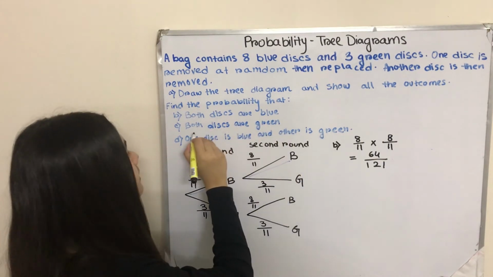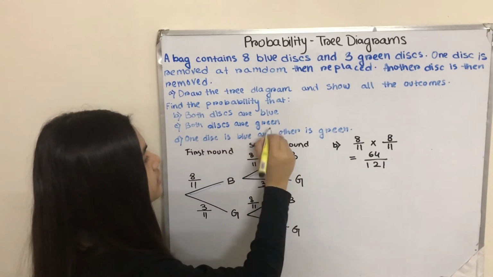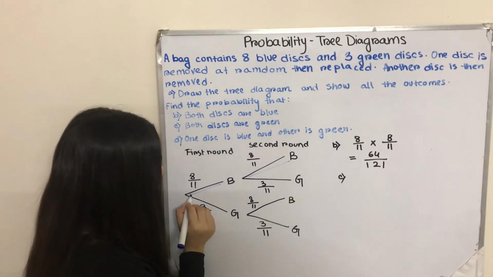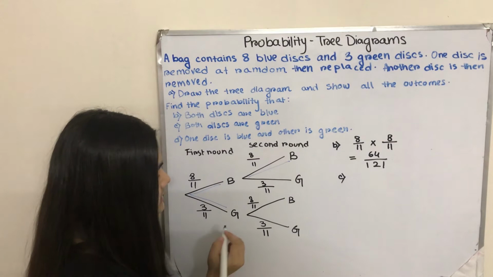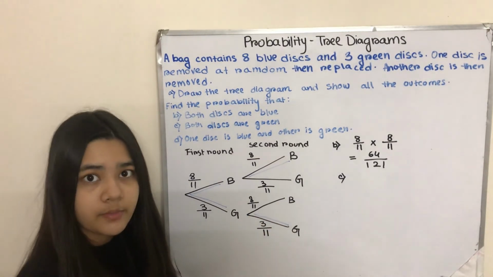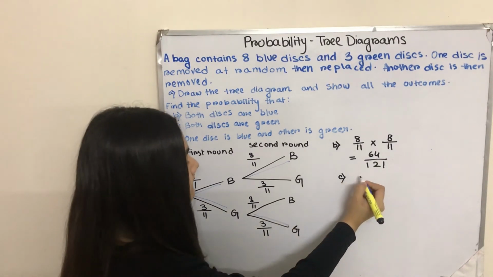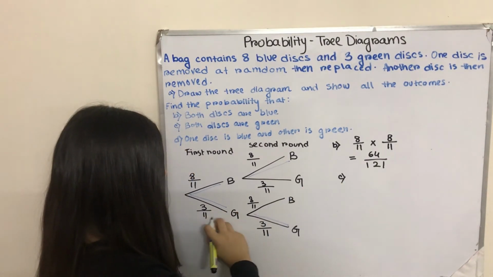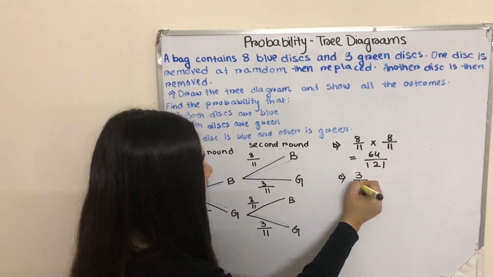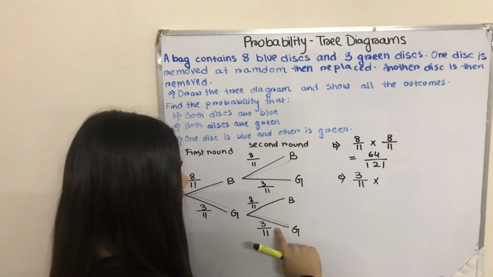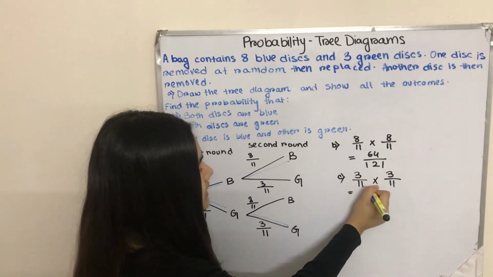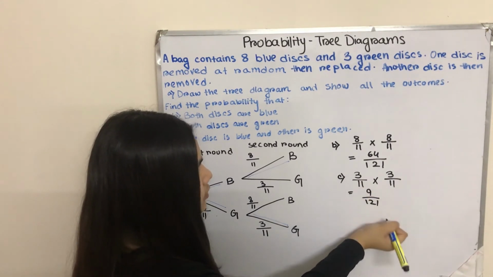And then number C, both discs are green. So both discs are green, that means in the first round they removed a green disc and in the second round they also removed a green disc. So what is the probability of that? We will multiply the first option, whose probability is 3 by 11, with the second one, which is also 3 by 11. So 3 by 11 times 3 by 11 will be 9 by 121.